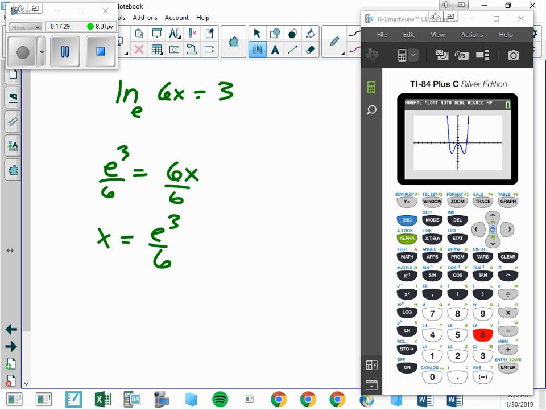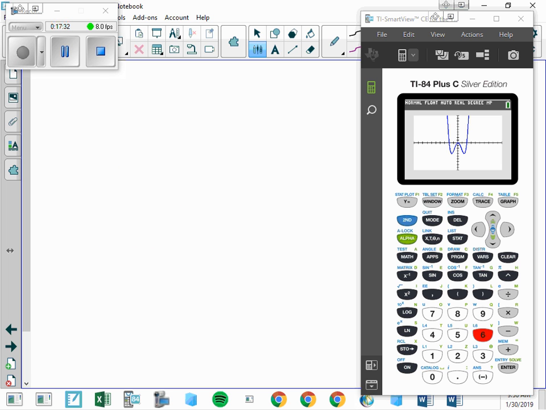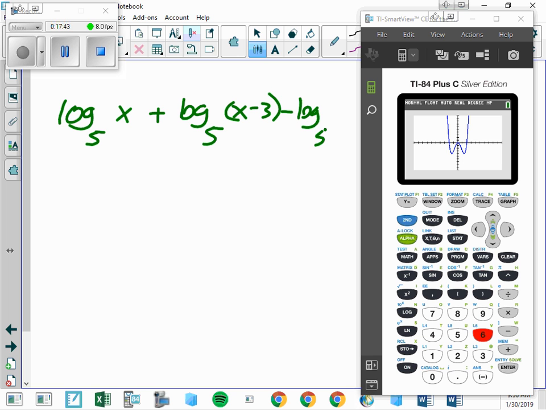So the product rule, let's say I had log base 5 of x plus log base 5 of x minus 3 minus log base 5 of x minus 1. So as long as all the logarithms have the same base, you can smash them all into one log. So anything that is positive lands in the numerator. So x and x minus 3. And anything that's negative lands in the denominator.